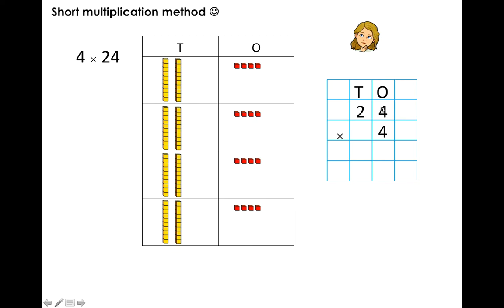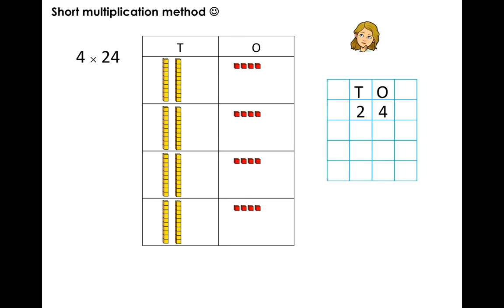First of all, I'm going to multiply my ones together. So I've got 4 ones times 4 ones. I'm going to think about my times tables. I'm going to count up in 4s: 4, 8, 12, 16. So I've got 16 ones altogether. If we think back to column addition, we know we can't have 16 ones in our ones column. That's too many. When we have 10 or more ones, we have to regroup. Watch what I'm going to do here.